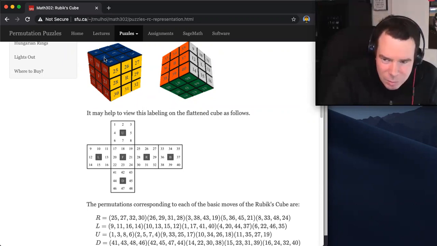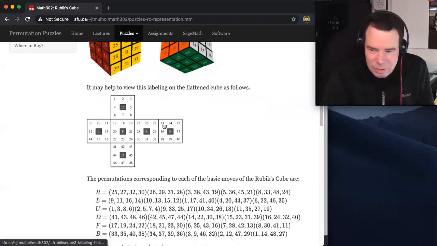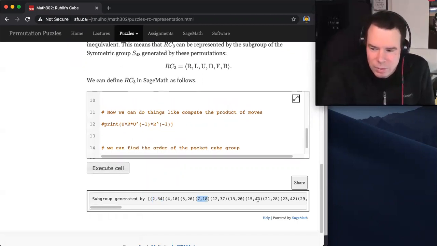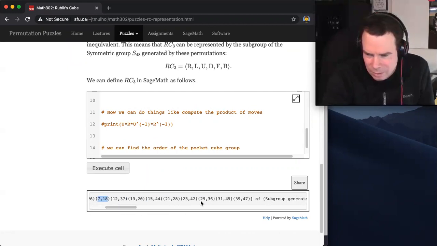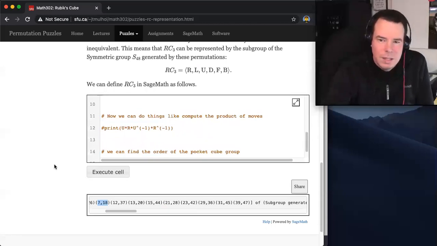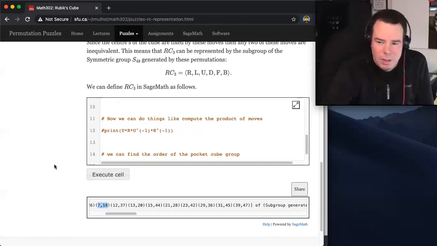I'm guessing then there'd be a 718 2 cycle as well. Let's look. There it is, 718. And if we read how many 2 cycles there are, there's 1, 2, 3, 4, 5, 6, 7, 8, 9, 10, 11, 12. There's 12 2 cycles. Each one of them represents the flip of an edge.